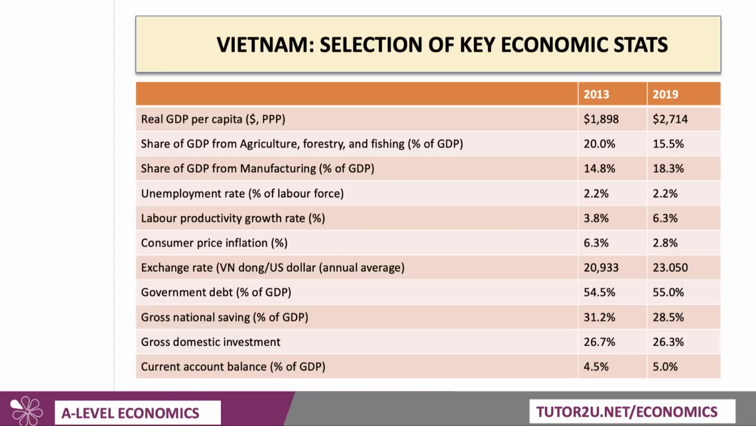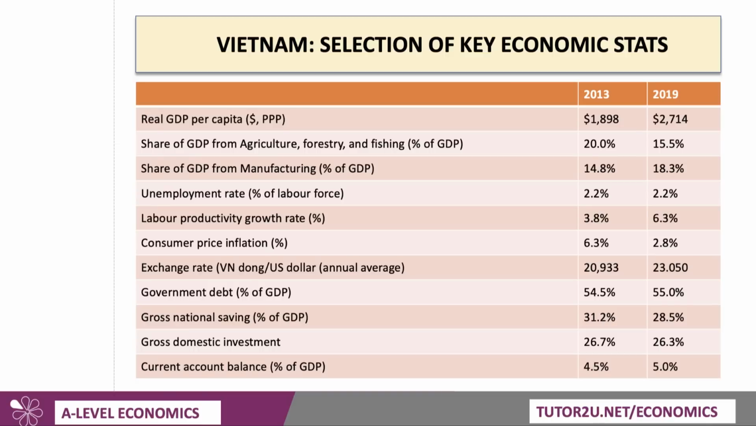Productivity growth has been strong, averaging about 5%. Inflation, well, they've had some inflation problems in the past. Just before the pandemic, inflation was 2.8%. I think it's currently about 4%. The exchange rate, the Vietnamese dong against the US dollar, well, that's been depreciating in nominal terms. You can see there that in 2013, there were effectively 21,000 Vietnamese dong to the dollar. They're now north of 23,000. So currency depreciation, to what extent is that beneficial to a country such as Vietnam?